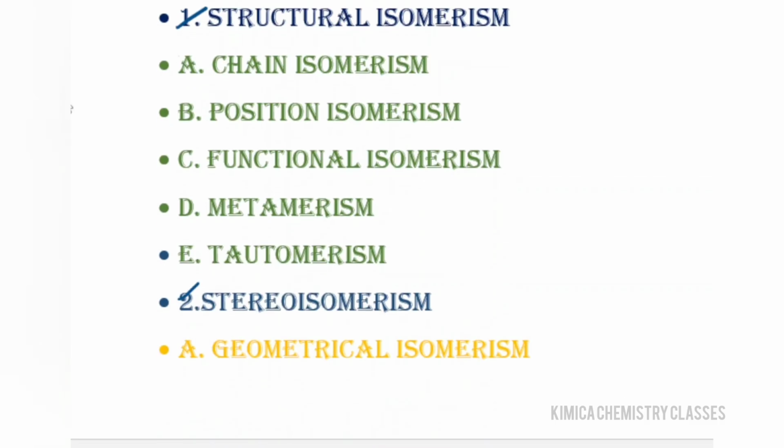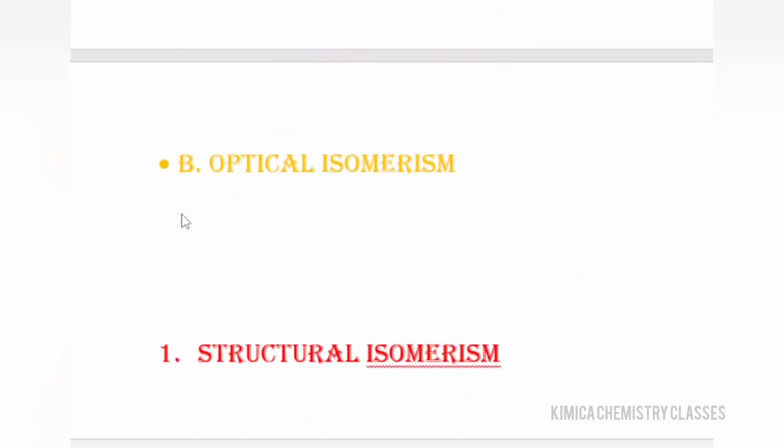Structural isomerism is further divided into 5 types. These are chain isomerism, position isomerism, functional isomerism, metamerism, and tautomerism. These are the 5 types of structural isomerism. We will discuss them one by one in detail.